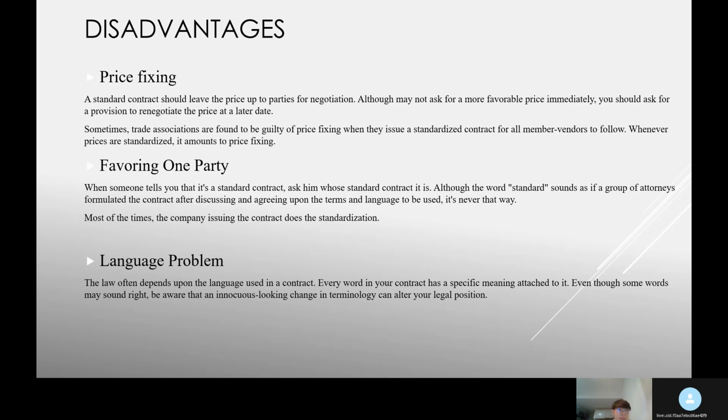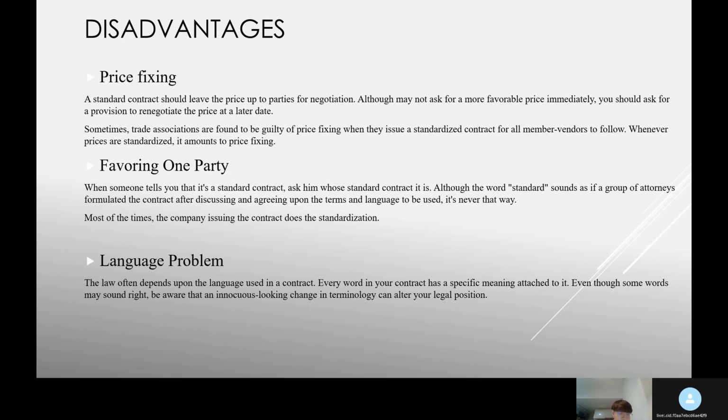Second is favoring one party. When someone tells you that it is a standard contract, ask whose standard contract it is. Although the word standard sounds as if a group of attorneys formulated the contract after discussing and agreeing upon the terms and language to be used, it's never that way. Most of the time, the company issuing the contract does the standardization.